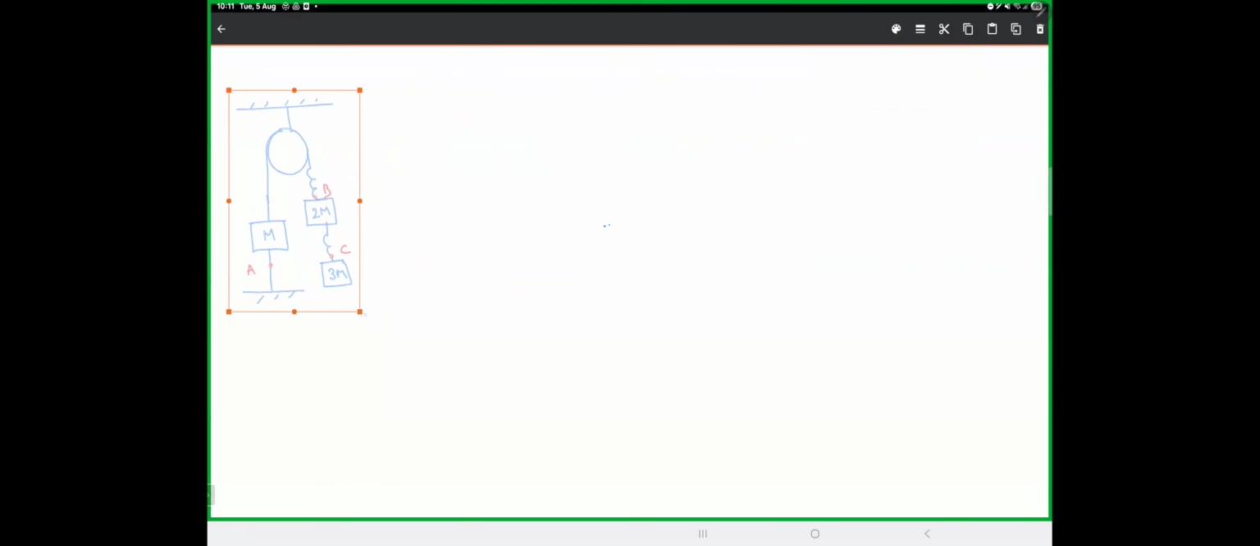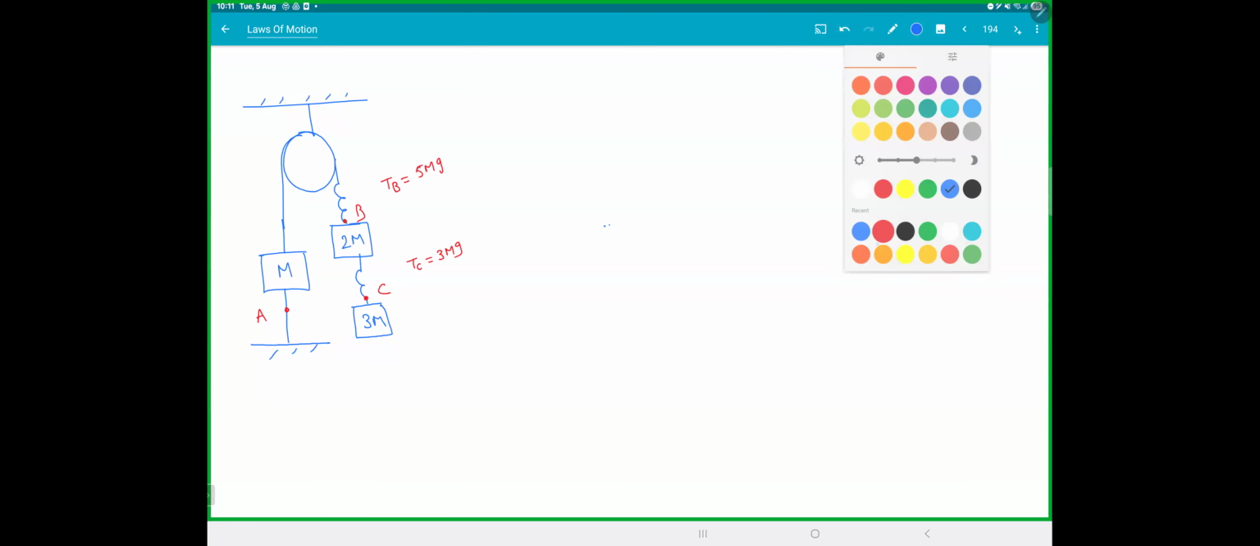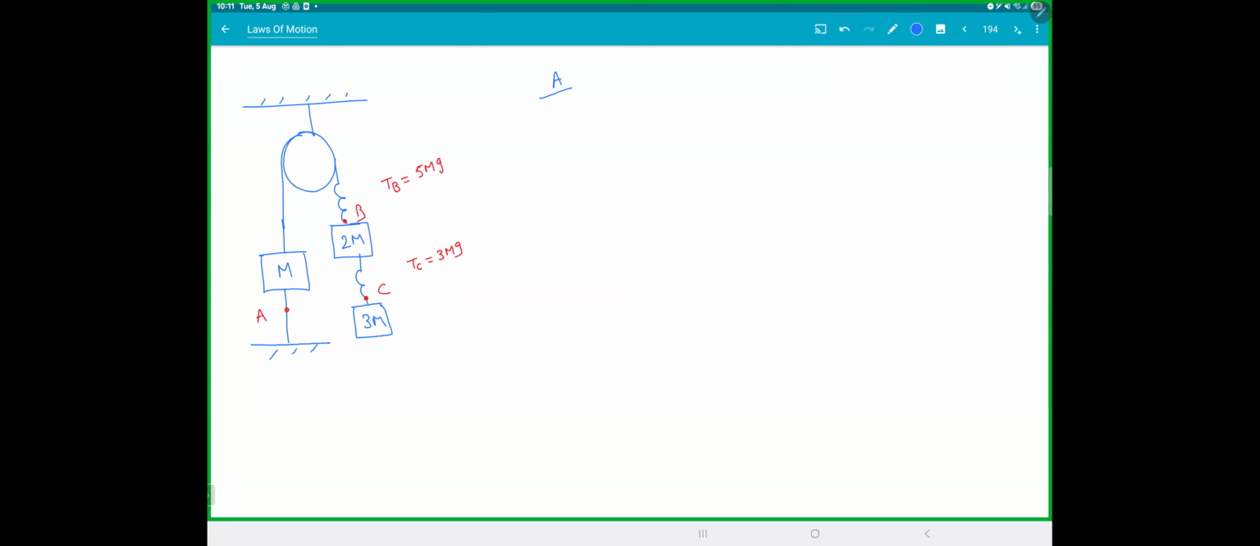Step 1, let's find the tensions. So TC will be 3 mg because it is balancing only a 3 mg block. TB is 5 mg because it is balancing both of them. So you are cutting at A. The moment you cut at A, tension at A becomes 0. So B and C are unaffected. So TB will be 5 mg, they will continue to exert the same force. TC will be 3 mg.